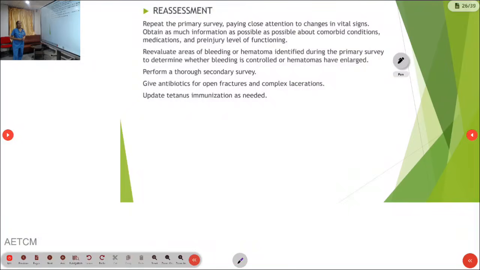In case of open fracture or complex laceration, we have to add an antibiotic, and tetanus immunization updates should be asked for.